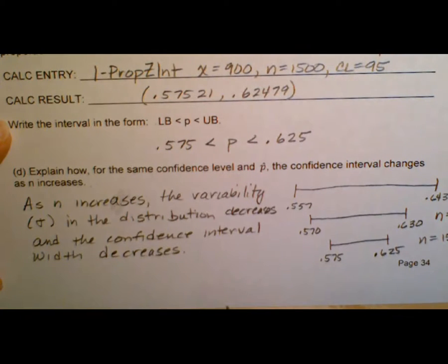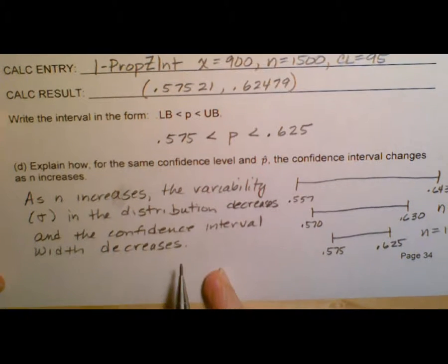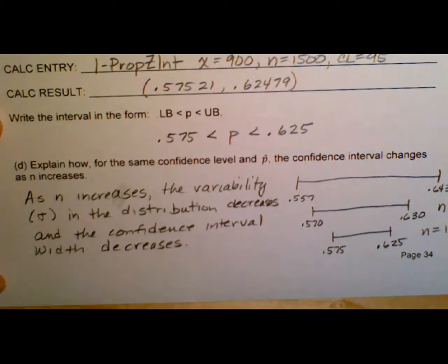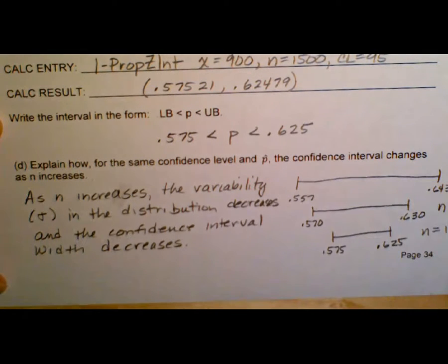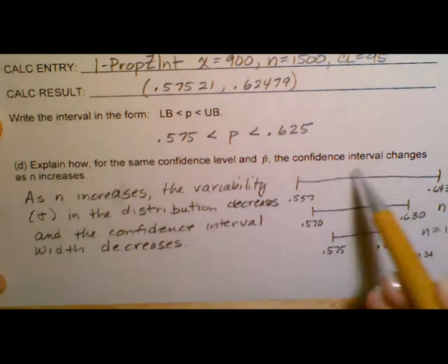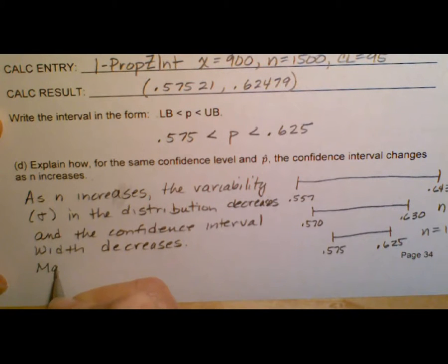Okay? And as we did before, let's think of this in terms of margin of error. So the margin of error is bigger for smaller samples. As we go from large to small, the margin of error gets bigger. So the margin of error is bigger for smaller samples.